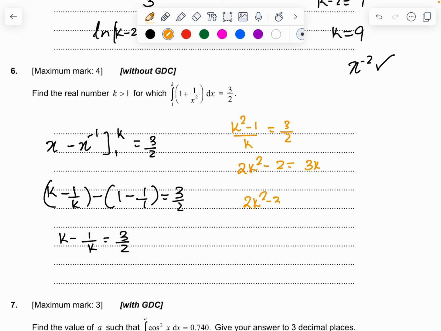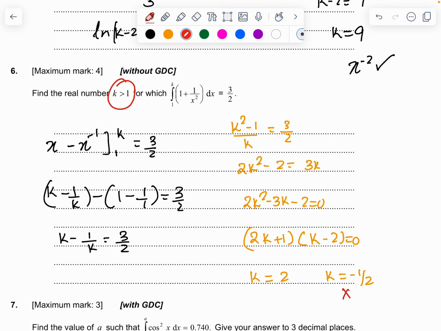2k square minus 3k minus 2 equals 0. Factorize it out, 2k plus 1 times k minus 2 equals 0. K equals 2 or k equals negative 1 upon 2. But the question says k is greater than 1, so this answer is rejected. So k equals 2 is the answer.